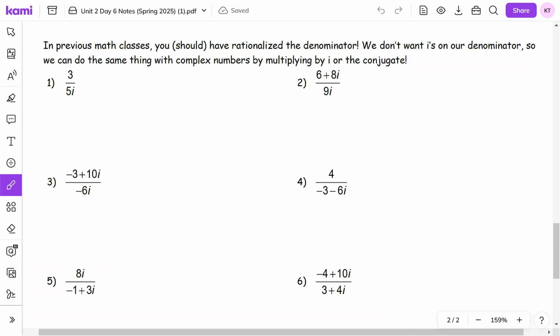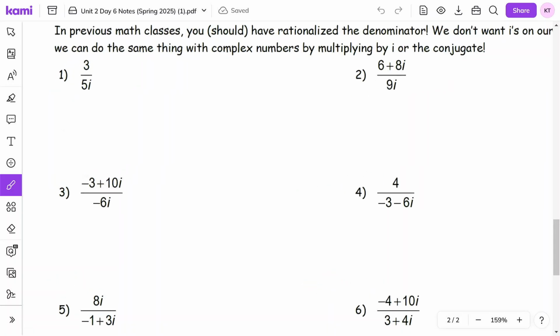Alright, so in this video, we're going to be rationalizing the denominator of complex numbers. Like this says here in this section, in previous math classes, you should have rationalized the denominator. In this case, what we don't want are i's in our denominator. And so we can do the same thing with complex numbers by multiplying by either i or the conjugate. What we multiply by depends on what we have in our denominator.